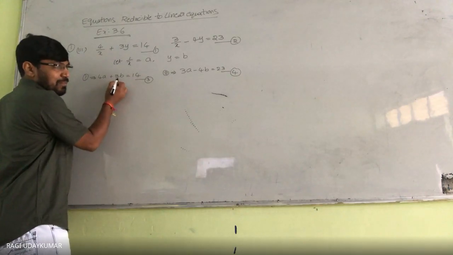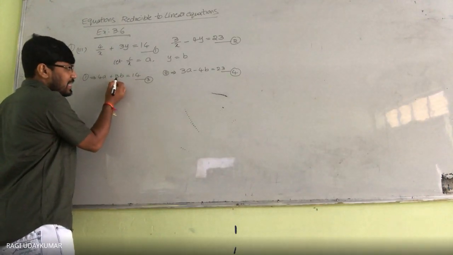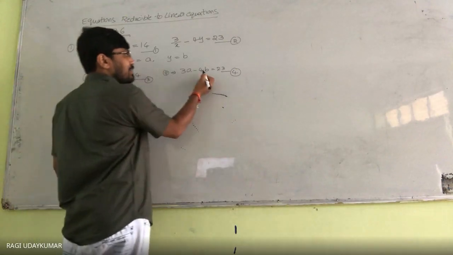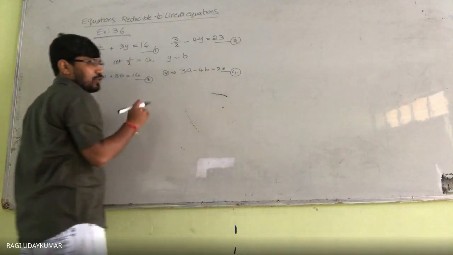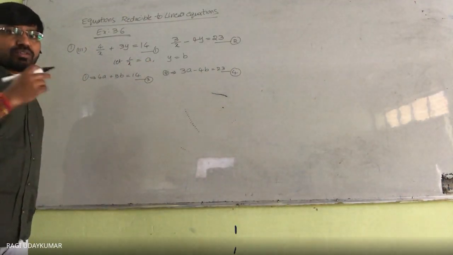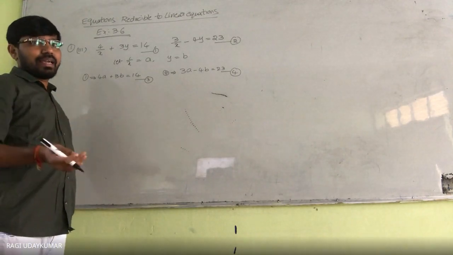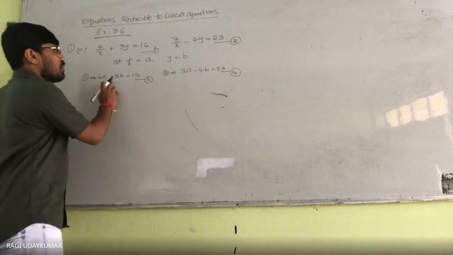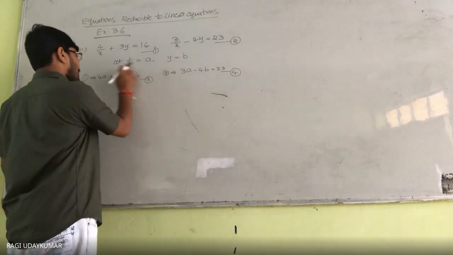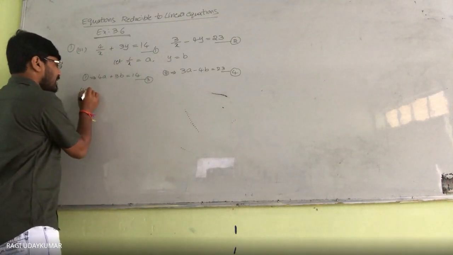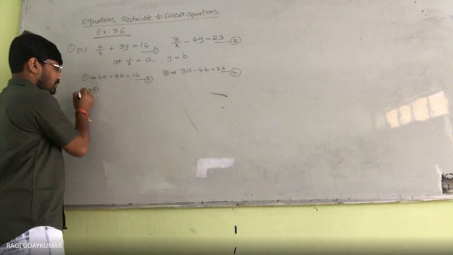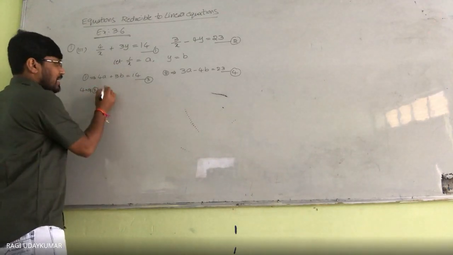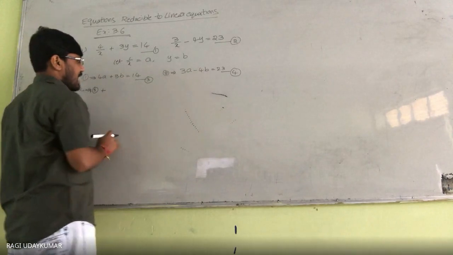I'm eliminating b. I want to eliminate b. So the coefficient of b here is 3, and the coefficient of b here is 4. We have to make both equal. So to make 3 and 4 equal, multiply 3 by 4 and 4 by 3. So this complete equation should be multiplied by 3, and 4 we have to add, because they have opposite signs.